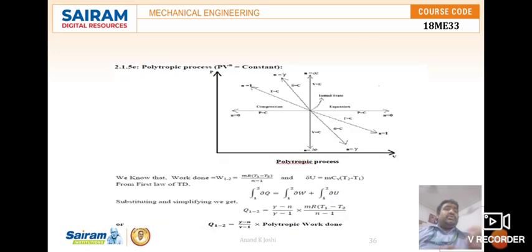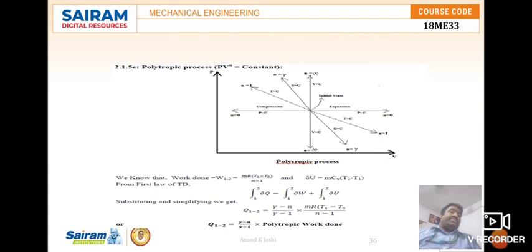Next, the final one is the polytropic process, that is PV to the power of n is equal to constant, where n is a polytropic index, which lies between 0 and infinity. So as the n value changes, we will get different processes. For example, if n is equal to 0, PV to the power of 0 is constant, which means a constant pressure process. We can see the horizontal line.